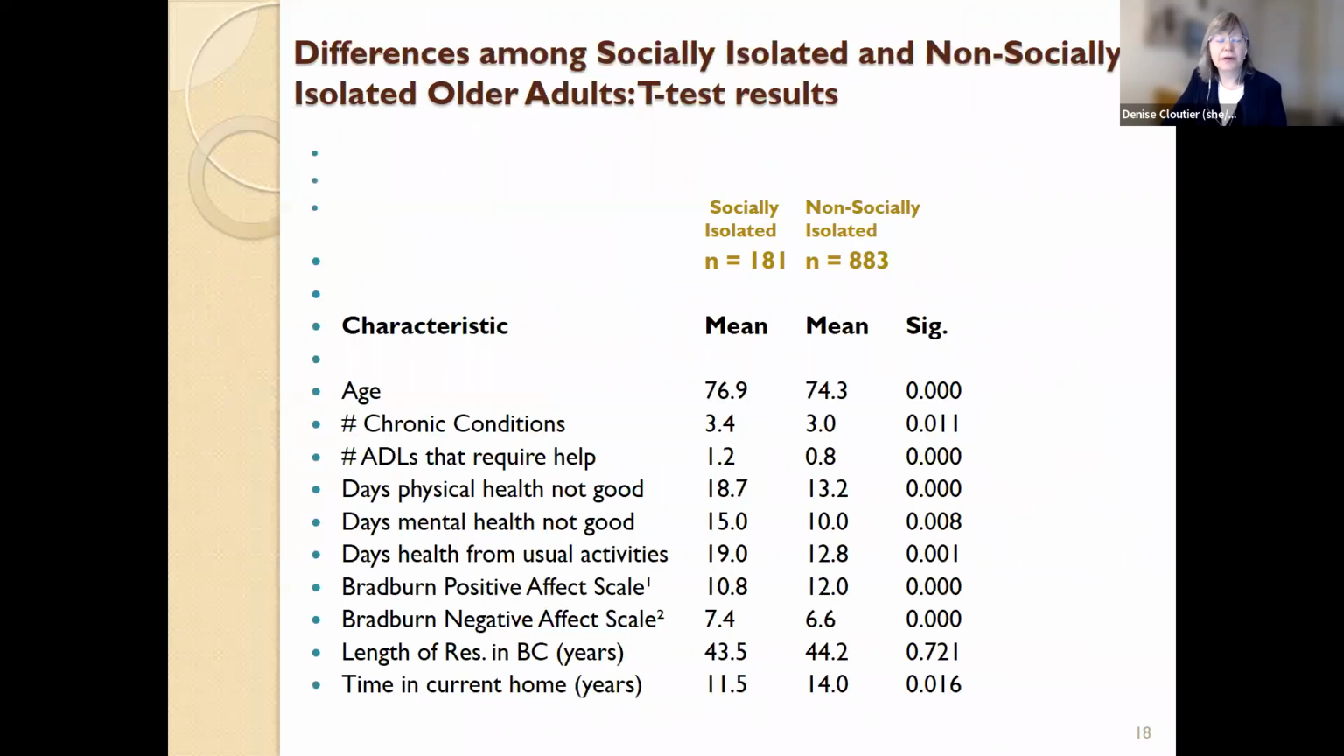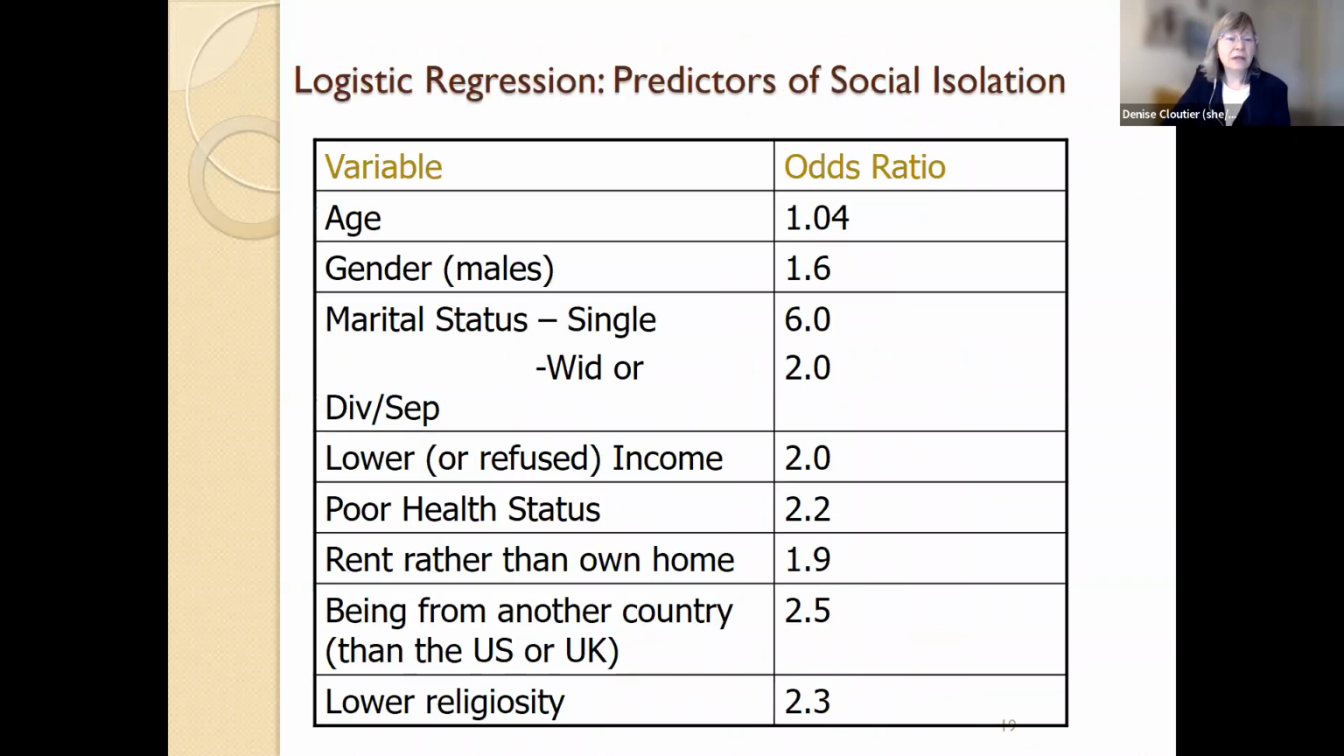Just to show you very briefly some of the quantitative data that came out of this project on the 181 who were at risk of social isolation. What we could clearly see is that those individuals were more vulnerable in terms of being older, having more chronic conditions, having more days that their physical health wasn't good, etc., compared with the non-socially isolated. So we felt that it was a robust sample in the sense that we were looking at factors that appeared to make these individuals more vulnerable. We did a logistic regression analysis of these individuals and again found that age was important for risk of social isolation.